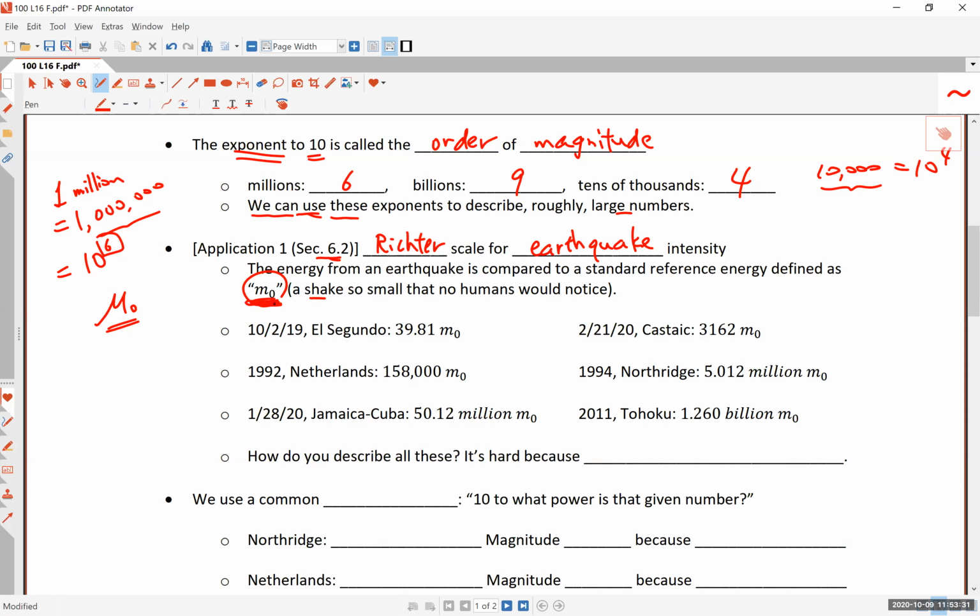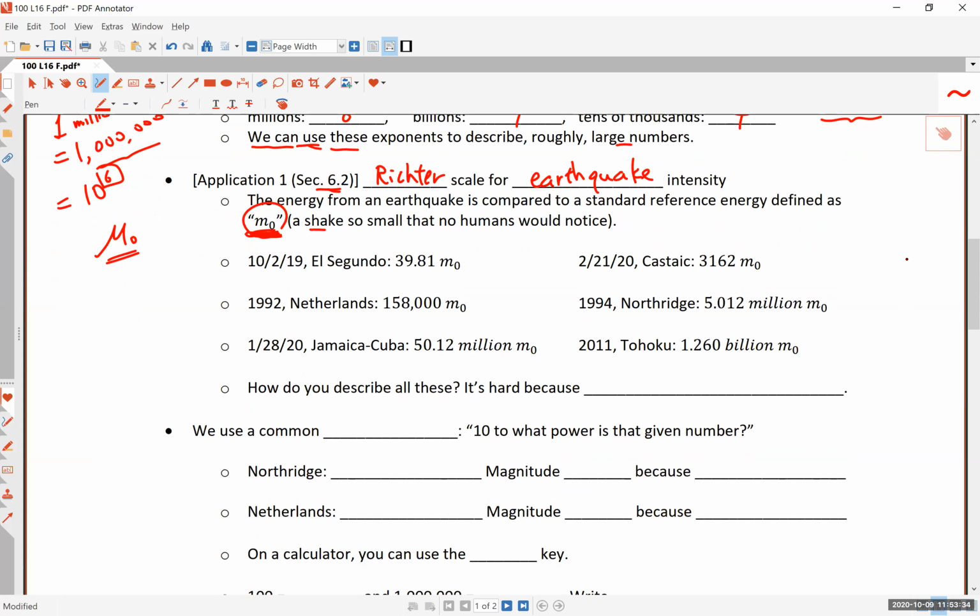All right, now I have collected some data on some recent earthquakes. All right, so El Segundo is close to the airport, close to LAX. On October 2nd of 2019, there was a small earthquake. That small earthquake was caused by the energy released, again, in the interior of the earth. That was about 40 times, basically 39.81 times that threshold level M naught. Okay, and I say it's small because this particular number is a small number.